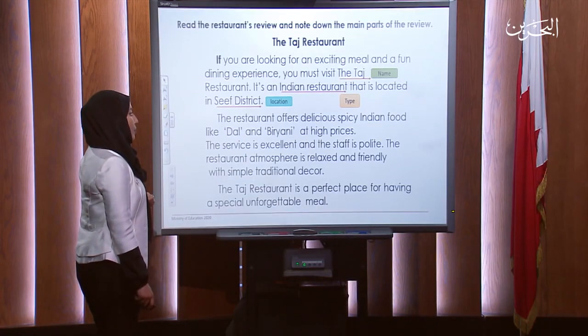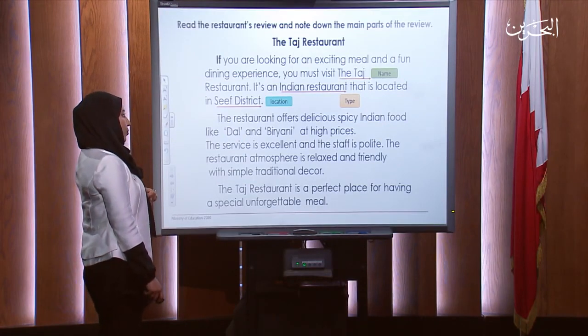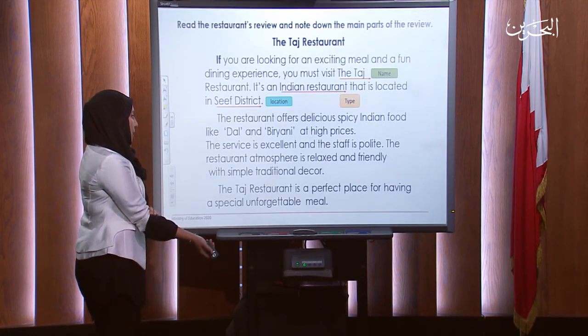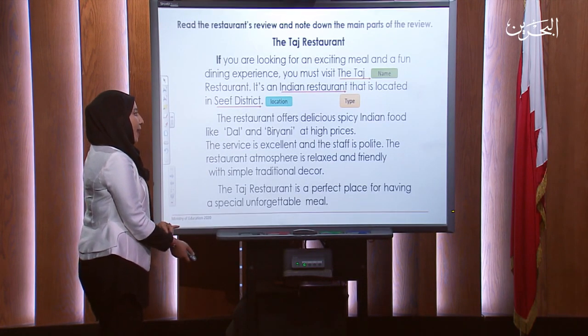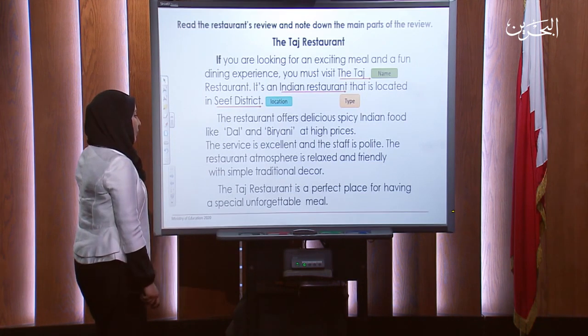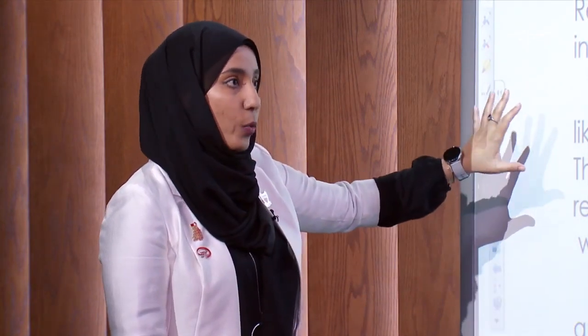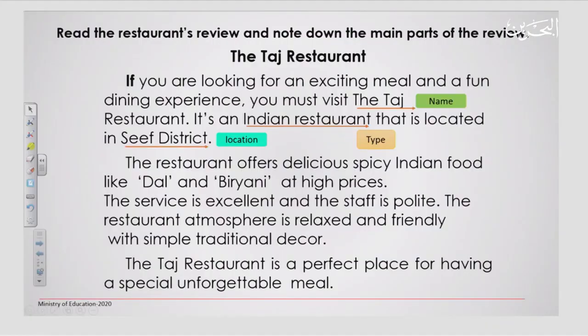Now, the second paragraph. The restaurant offers delicious spicy Indian food like dal and biryani at high prices. The service is excellent and the staff is polite. The restaurant's atmosphere is relaxed and friendly with simple traditional decor. Now, remember the main points that we tackled? They're all presented in the body. I want you to underline them and name them. I'll give you 20 seconds.